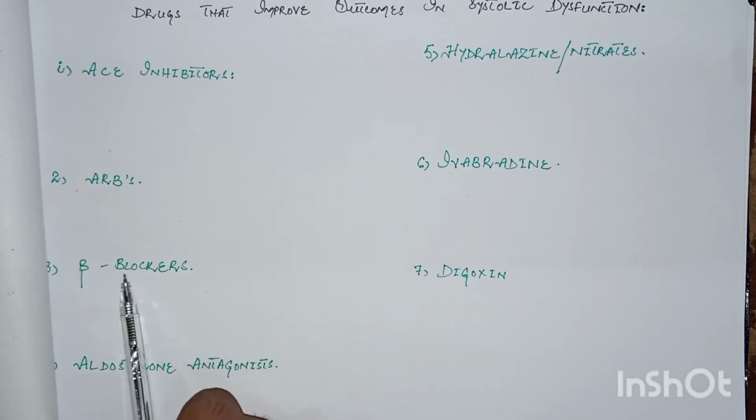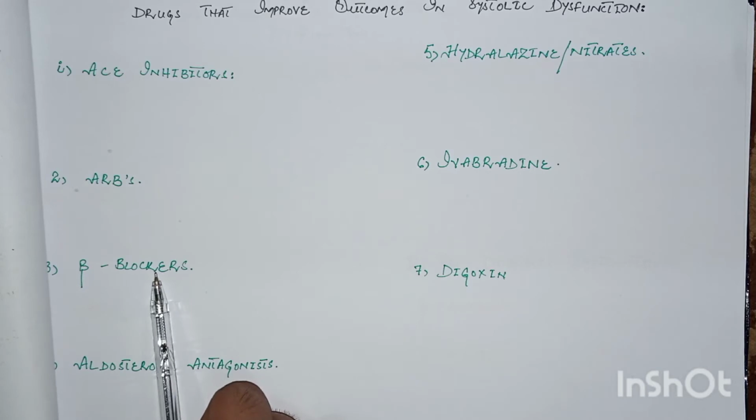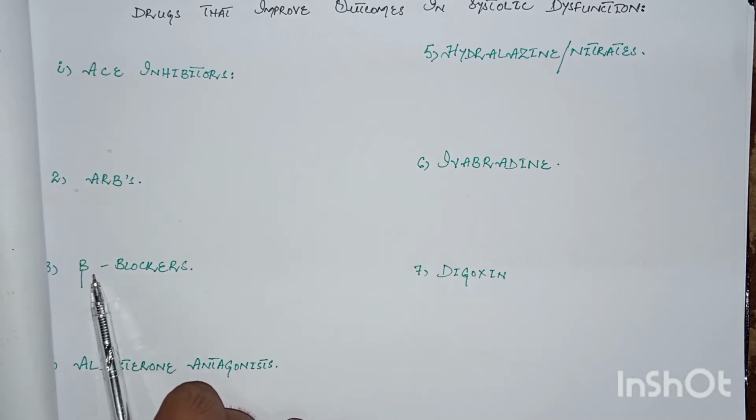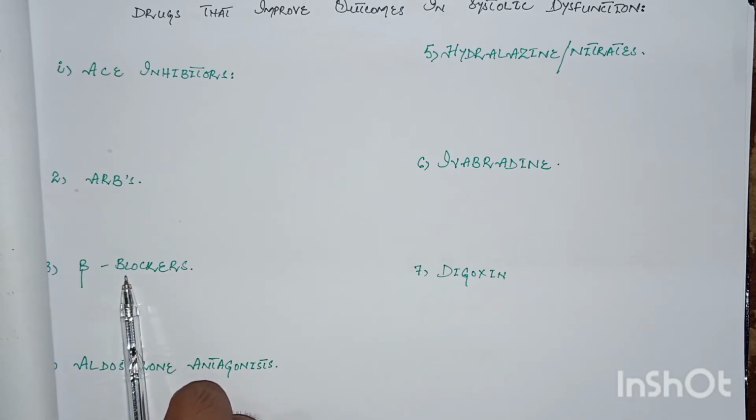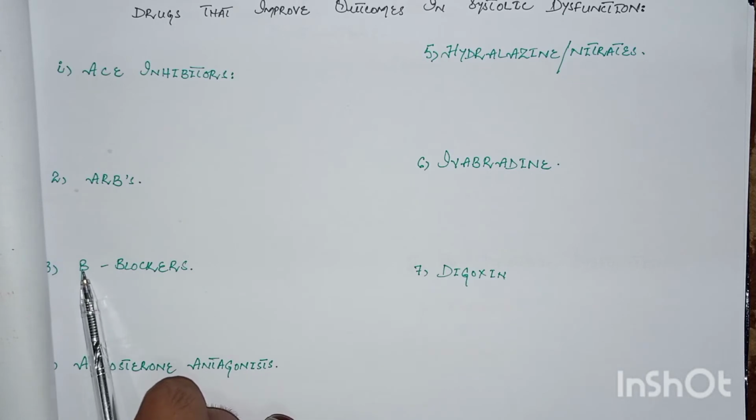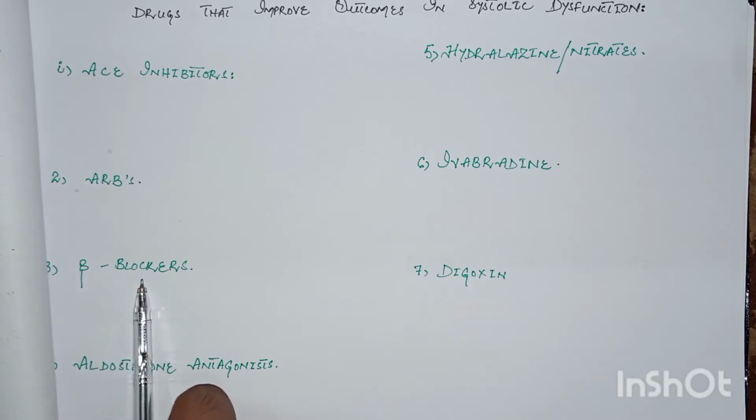Beta blockers are an integral part of the management of congestive cardiac failure. These beta blockers improve the mortality and also improve the ejection fraction in the systolic dysfunction of congestive cardiac failure. The most commonly used beta blockers are metoprolol, bisoprolol, and carvedilol.